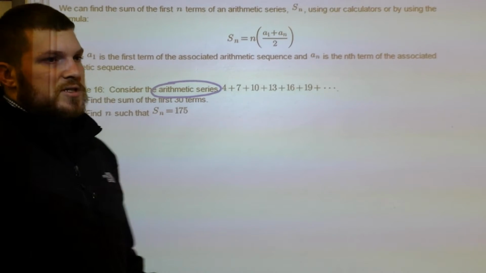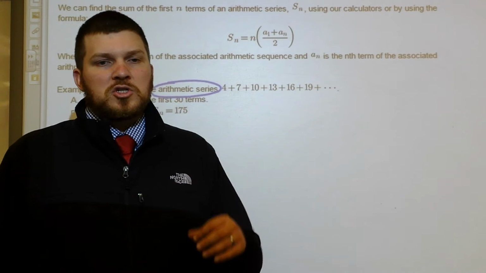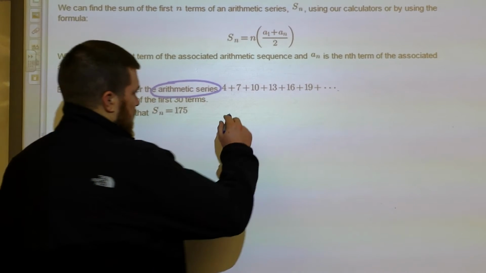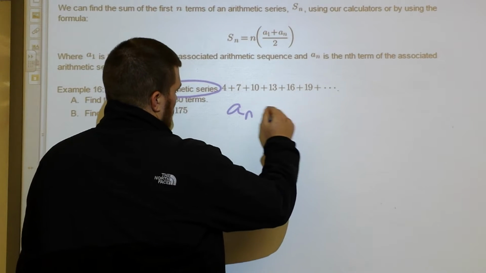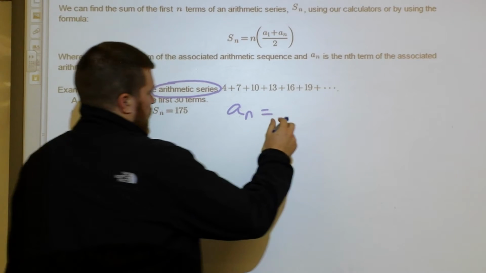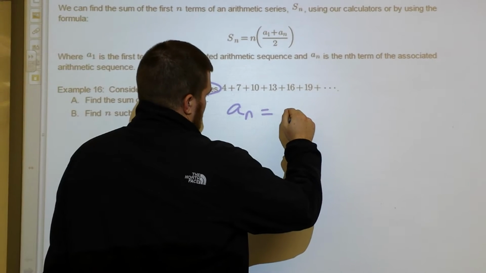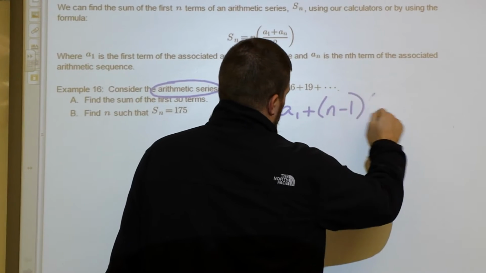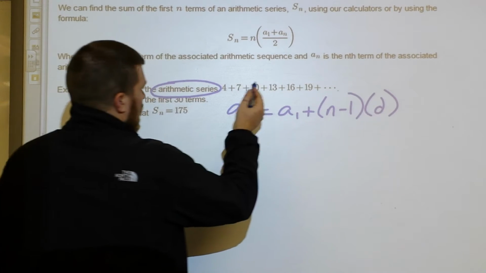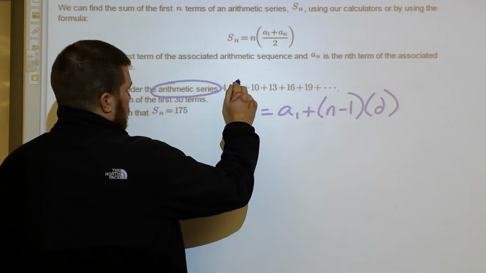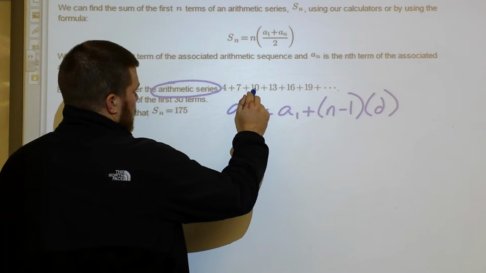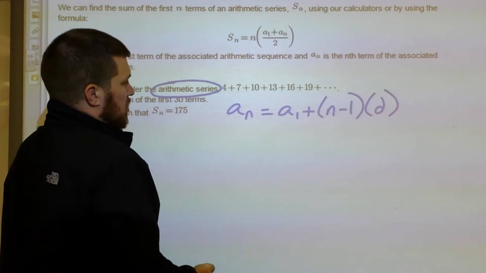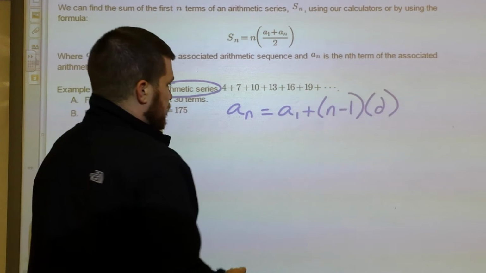Well, remember that we said in a couple videos ago that a series just takes a sequence one step farther. So I'm going to start by creating an arithmetic sequence. And the rule or the pattern that we're going to plug into is our final position is equal to our first position plus n minus 1 times our common difference. Our common difference in this particular sequence is 3 because 7 minus 4 is 3, 10 minus 7 is 3, 13 minus 10 is 3, etc. So our common difference d is 3.